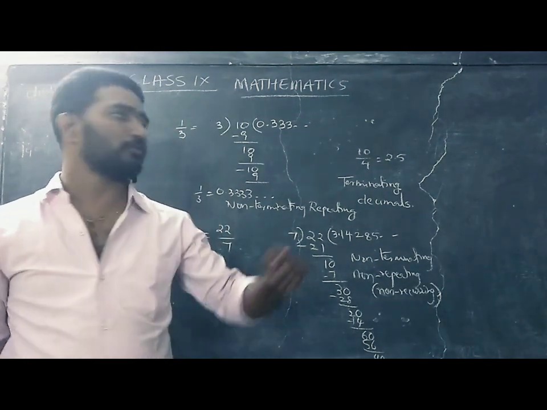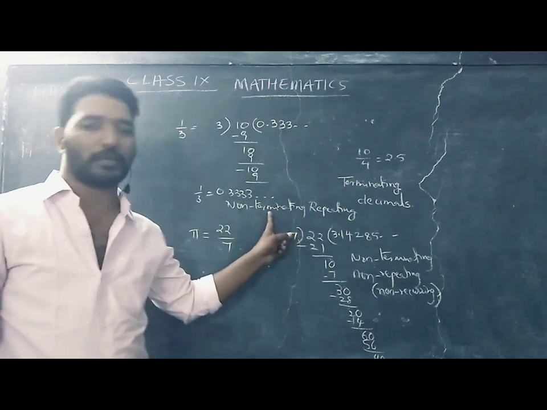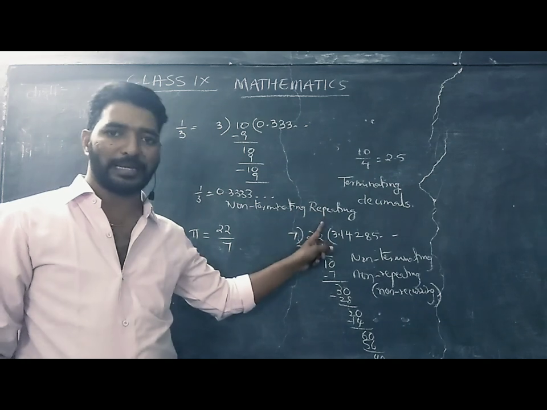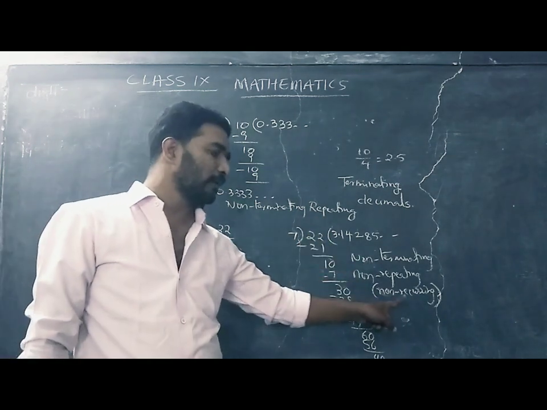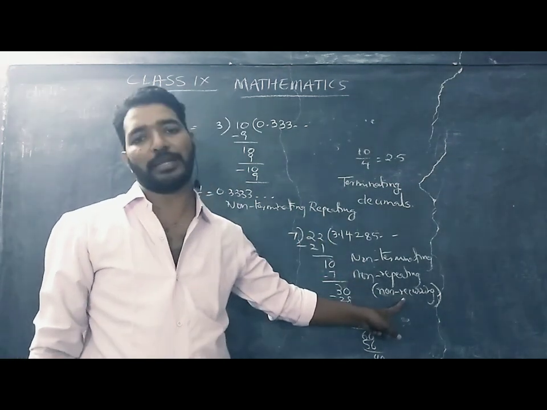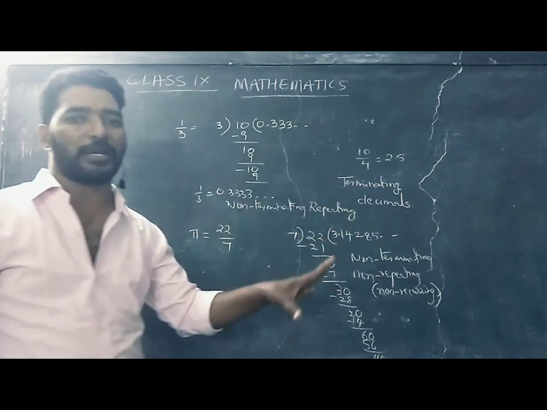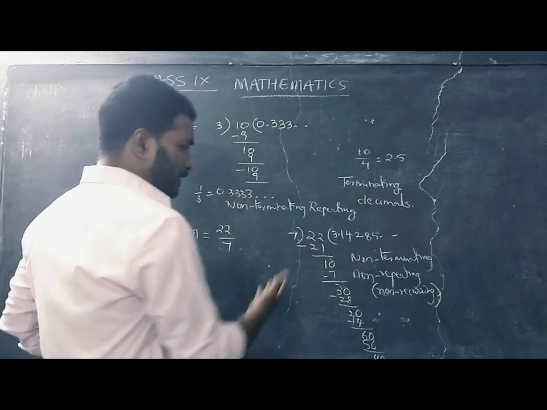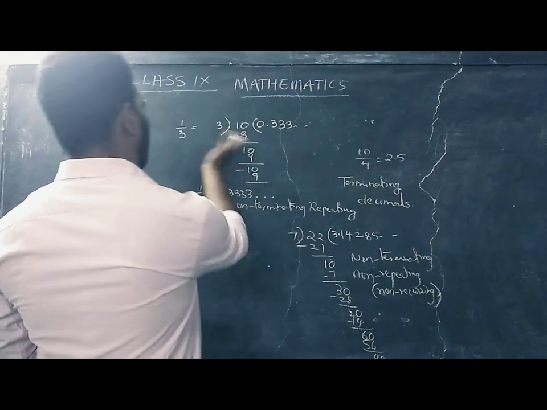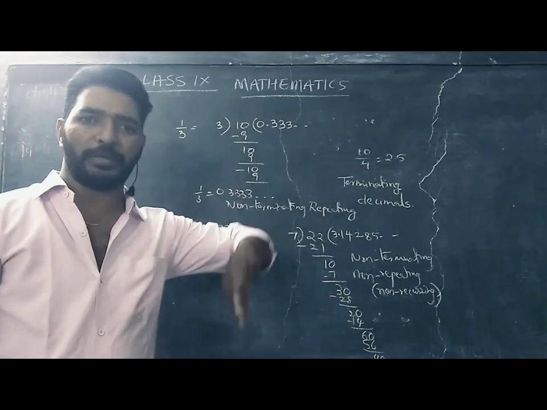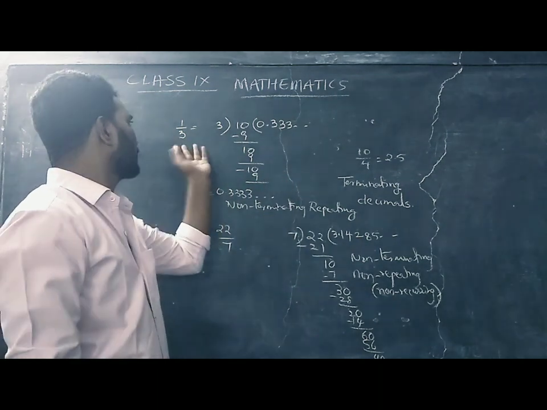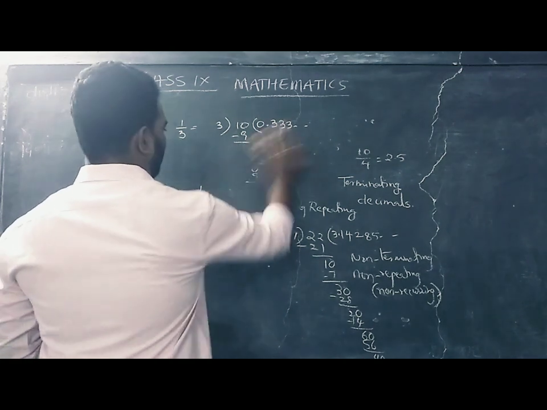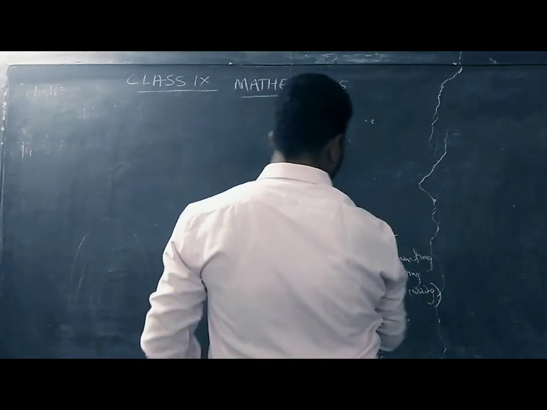Those decimals also, one will be terminating, one will be non-terminating. In that, non-terminating recurring decimals and non-terminating non-recurring decimals can be written. So this is one way to write all the rational numbers in the form of decimals. And vice versa, can these decimals be written in the form of rational numbers or not? So we'll see that also.